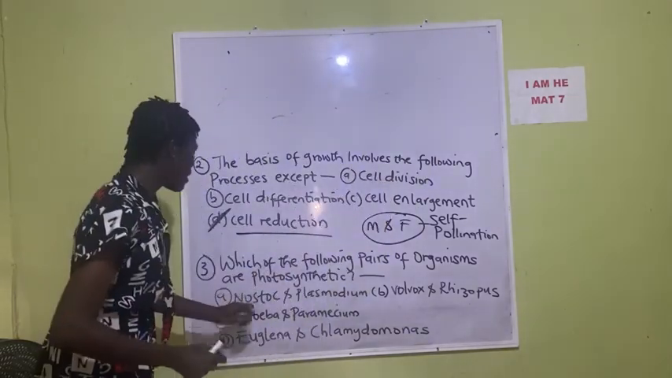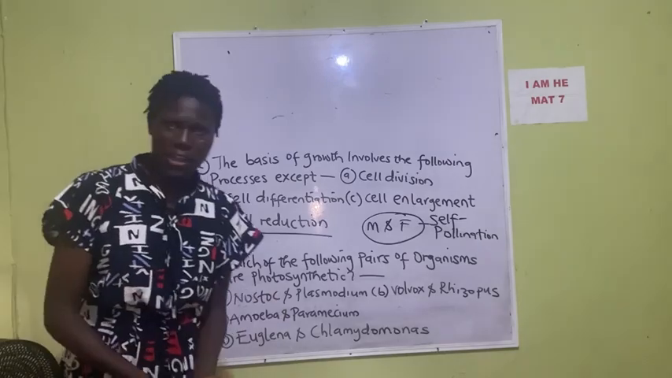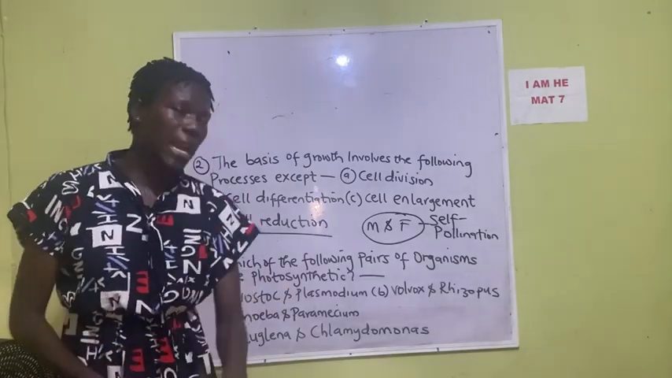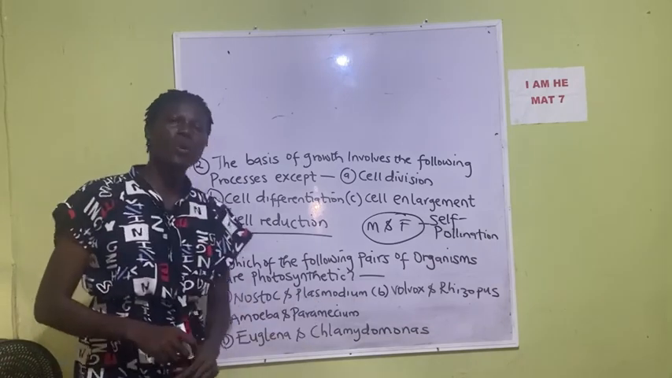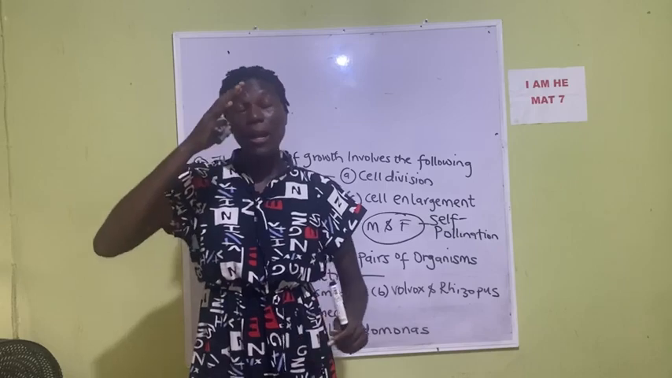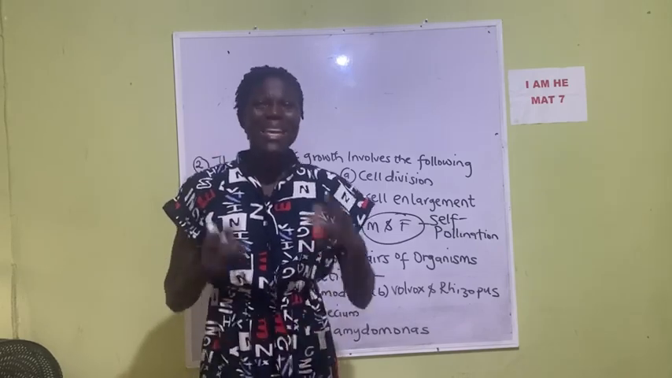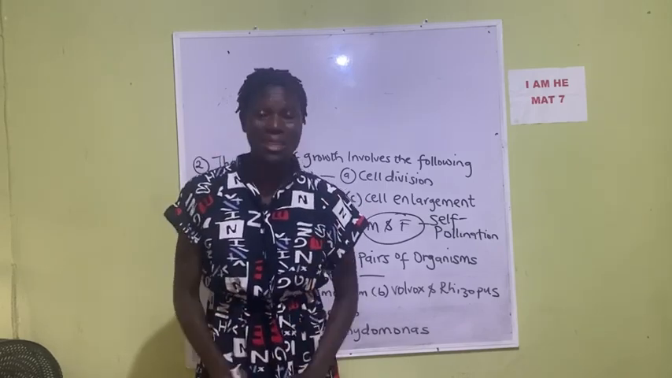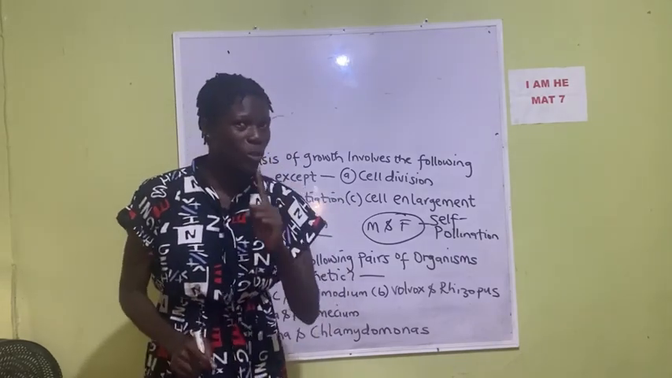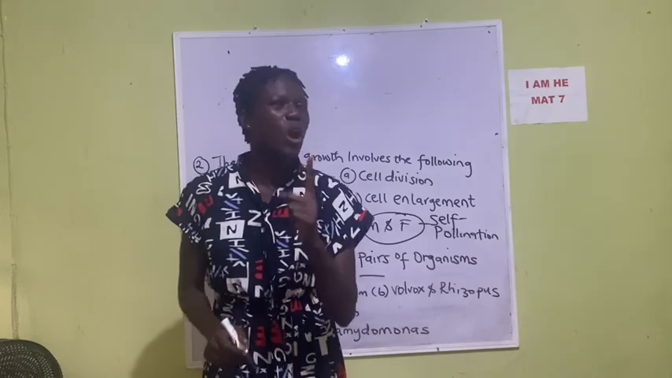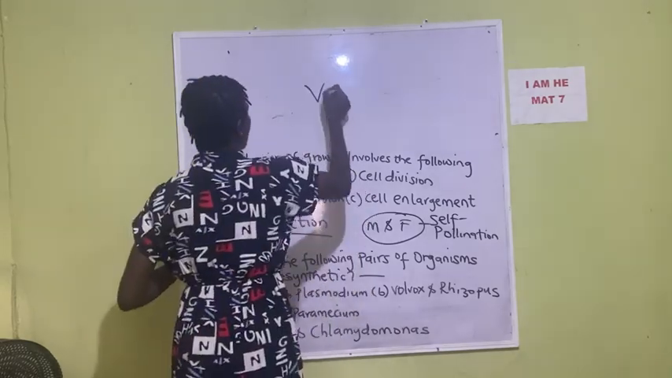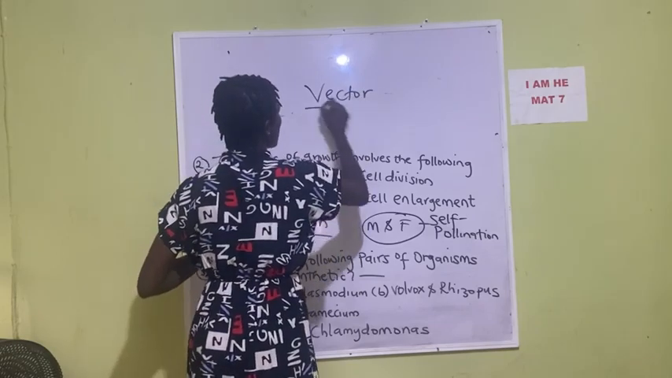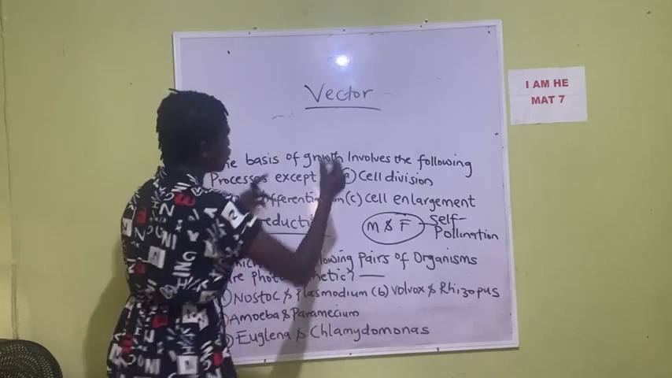Now let's attempt this question. Okay, so Nostoc is a cyanobacteria. It is photosynthetic in nature, yes, but Plasmodium, that's the pair. Plasmodium is what causes malaria. It is a protozoan parasite that causes malaria. So please take note, the mosquito does not cause malaria. Mosquito is only a vector, that carries this Plasmodium.